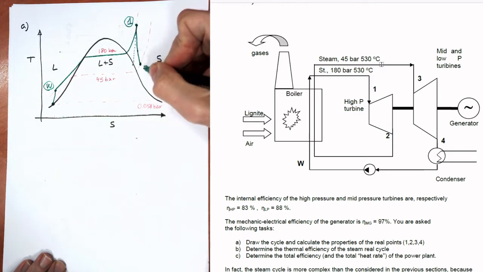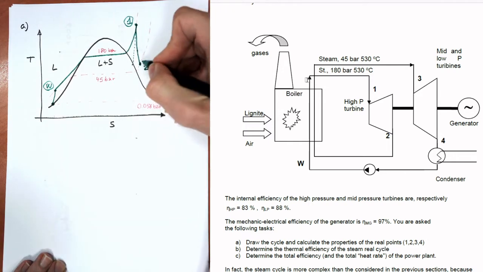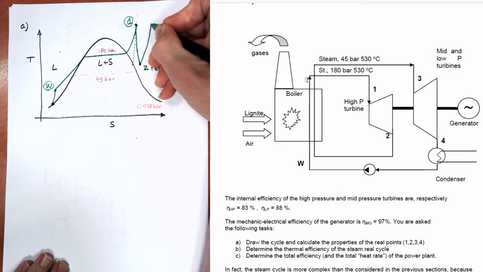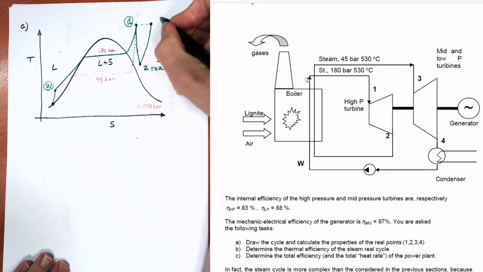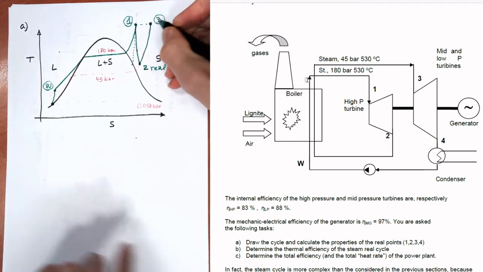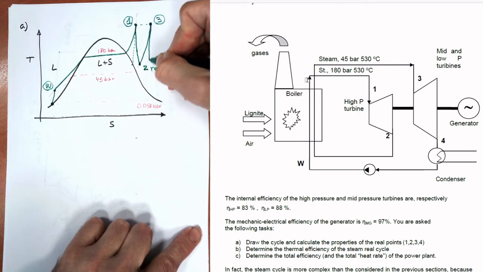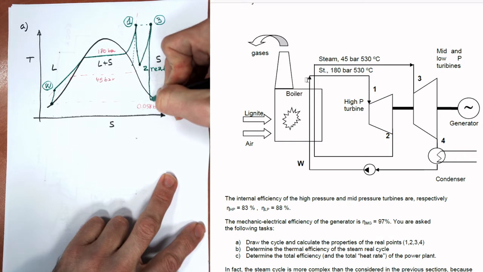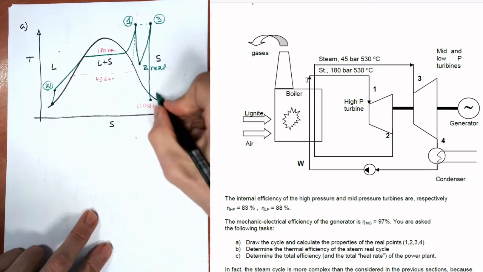Now from point number 2, the real one, we move again through the boiler. So we heat. If we heat, we are increasing in temperature, but we keep the same pressure. So we move along this line, and we reach the same temperature here as number 1, but now we are at point number 3. Now, at point number 3, we decompress until we reach the condenser, point number 4.